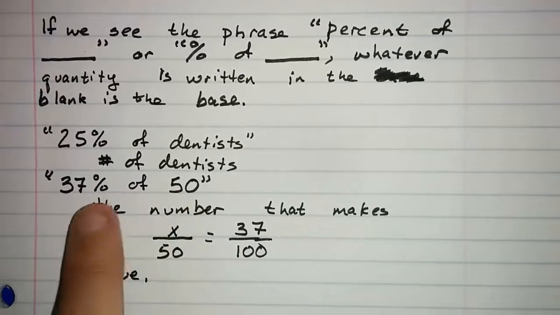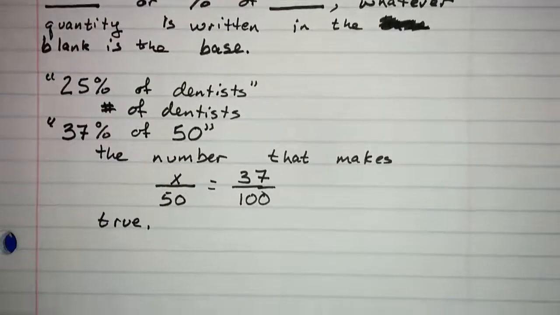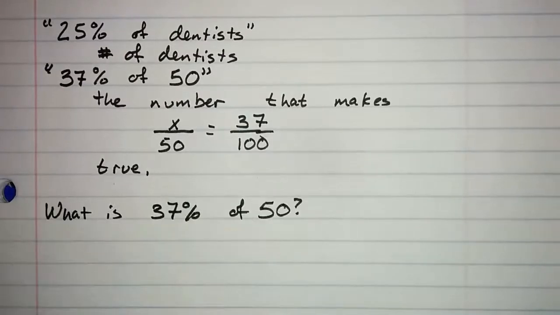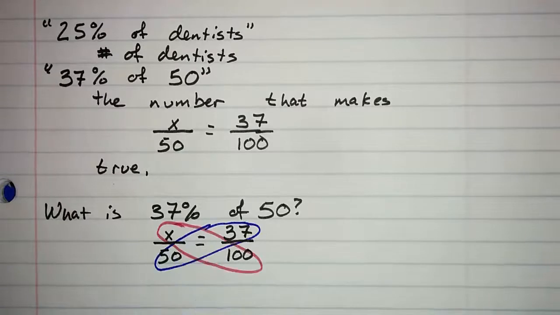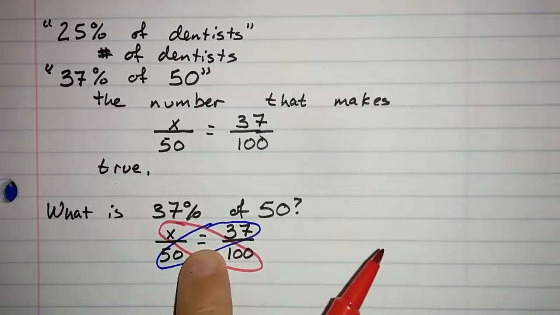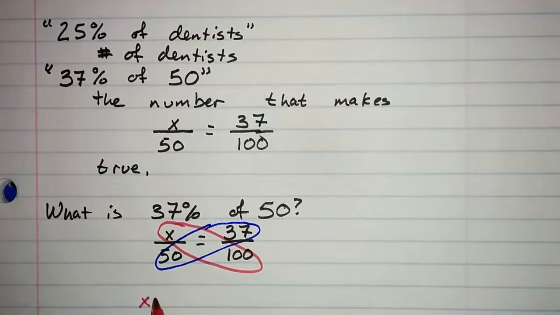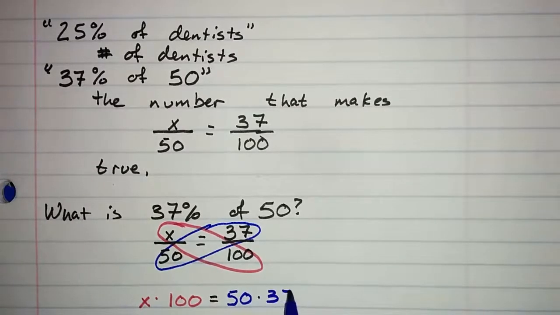We can actually even do calculations with this. We can do all sorts of calculations. We could say, what is 37% of 50? Well, in order to answer that, we would solve this proportion. So we cross multiply, right? Noticing this really is a proportion. Cross multiplication really is what I want. I see that x times 100 ought to be equal to 50 times 37.